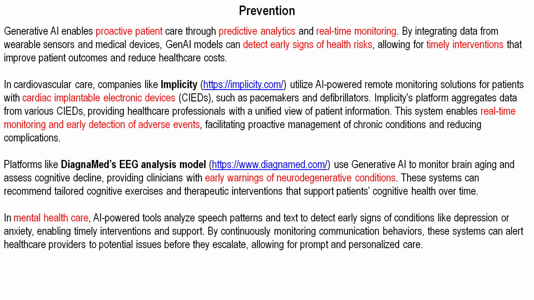And then the Diagnomed EC analysis model is one that used generative AI for early warning of neurodegenerative conditions like Alzheimer's disease. And also it is used in mental health care. So they provide early detection using biodigital markers. And then they can use it for intervention, like a preventive way of handling and managing your mental health care.